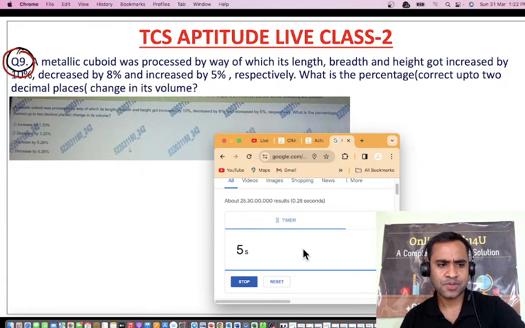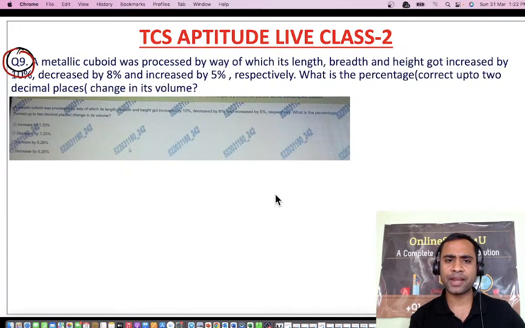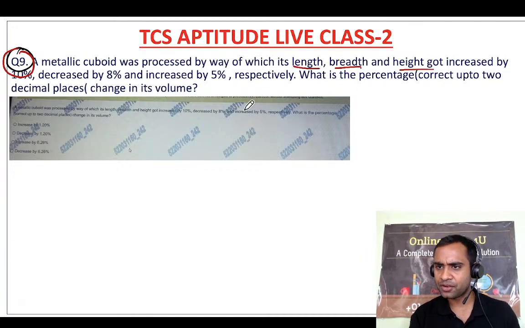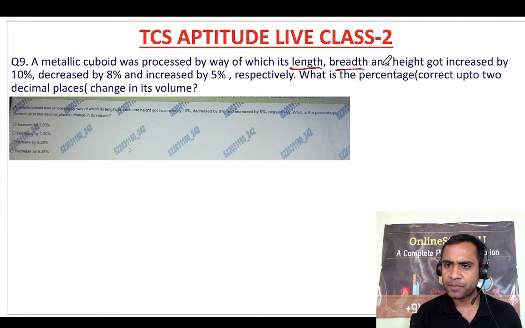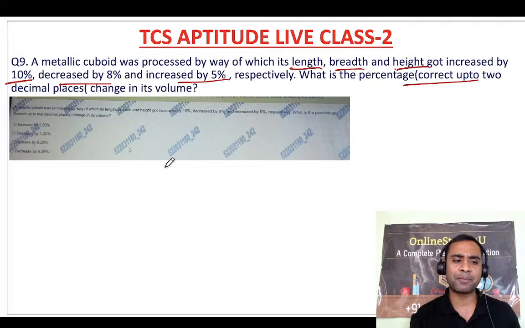So now you can see, your time is up. Okay, fine. So let's see how we can solve this. A metallic cuboid was processed by the way of which its length, breadth, and height got changed. Its length increased by 10%, then breadth decreased by 8%, and its height increased by 5% respectively. Then what is the percentage change in its volume?